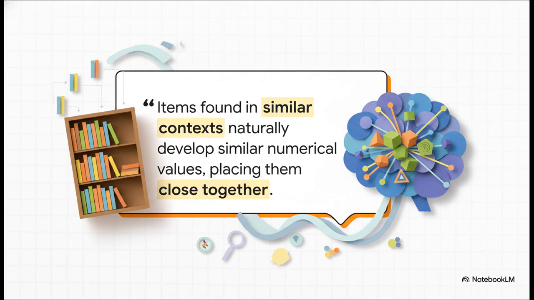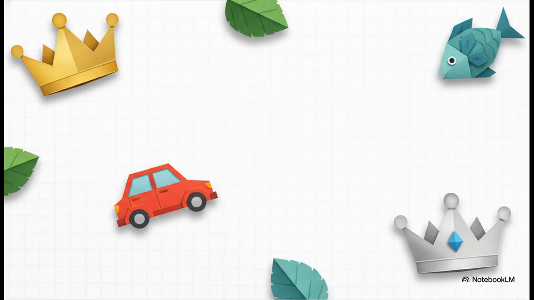The AI starts building this map where closeness is meaning. Related stuff just ends up near each other, not because the AI was told to do it, but because that's what the patterns in the data suggested. Let's make this super concrete.